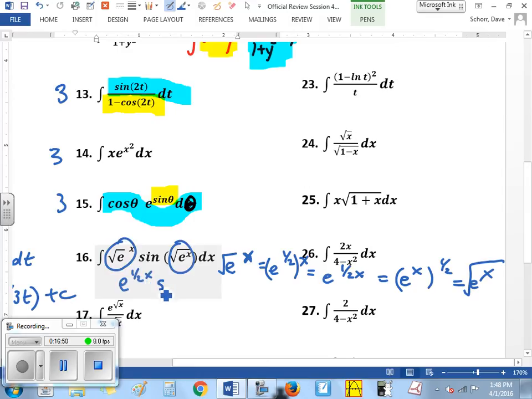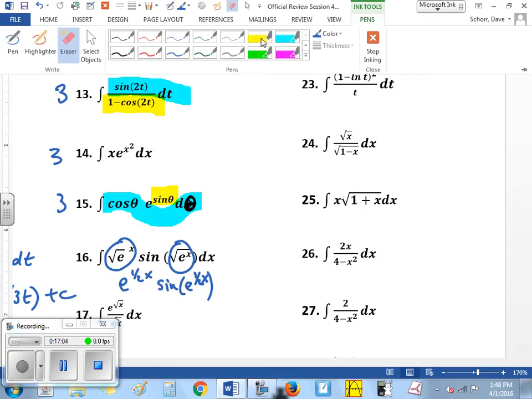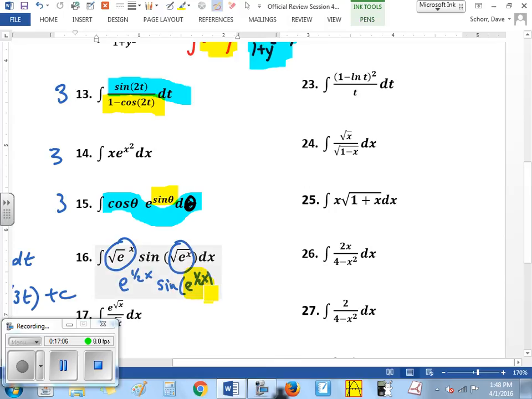So think of this as e to the half x, sine of e to the half x. And then I think you can see that u-substitution is going to work out pretty good for us, because the inside function could be a u, and what is the derivative of e to the half x? 1/2 e to the half x. So we're going to have an extra du outside there, so this should work out good.